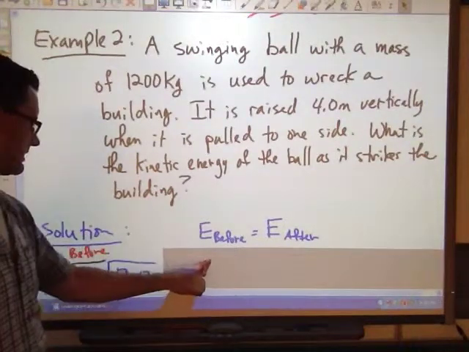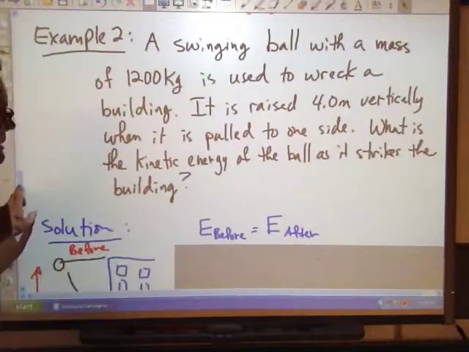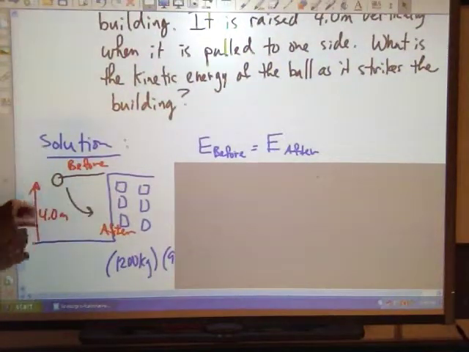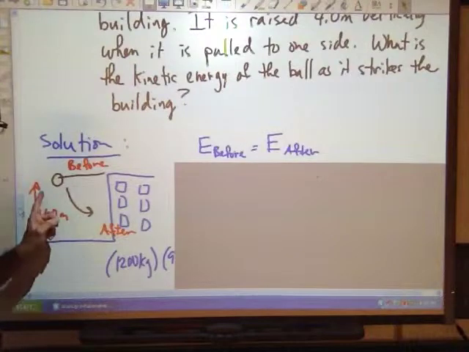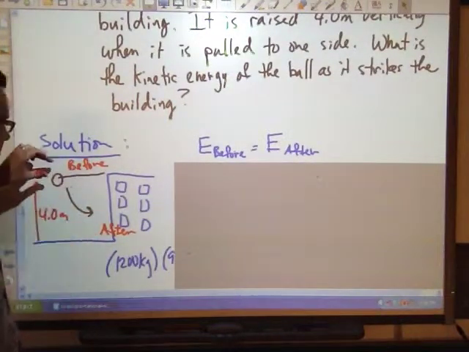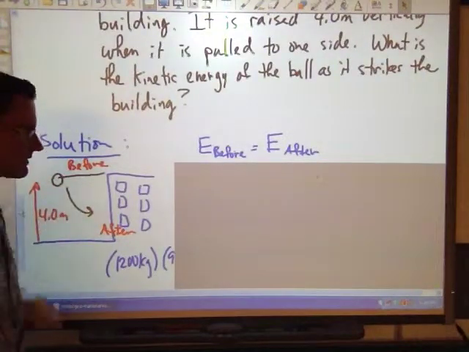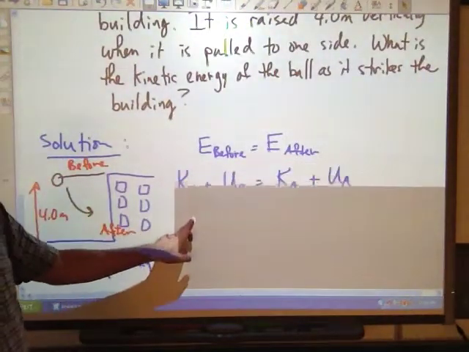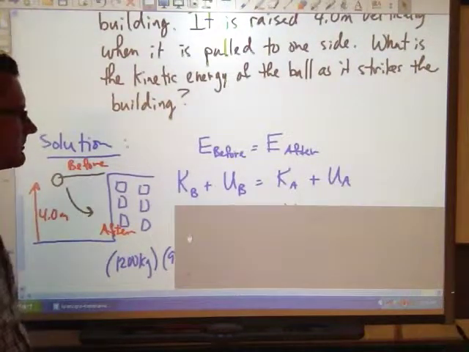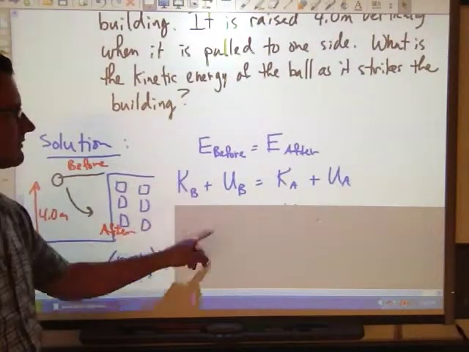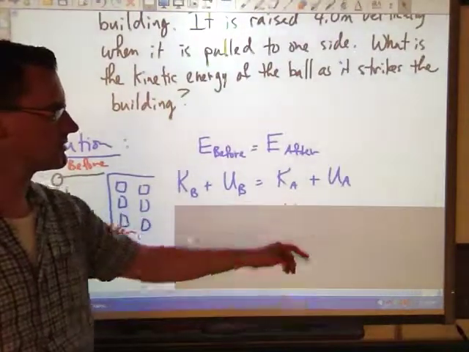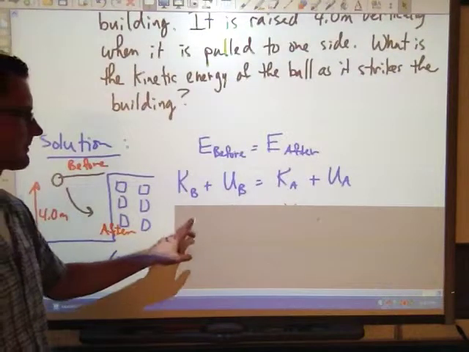So once again, a picture is worth 1,000 words here. So I just simply drew kind of the ball being pulled up. Once again, the 4 meter vertical height is from here to here. So the situation before is the ball sitting there. After, it's just about to strike the building. So of course we have energy before compared to energy after. So I use kinetic energy before plus potential energy before equals kinetic energy after plus potential energy after.